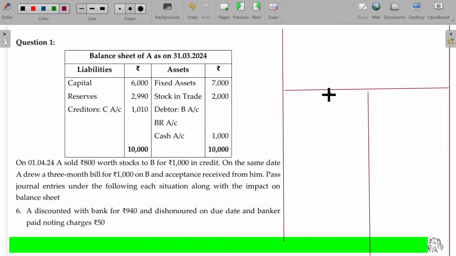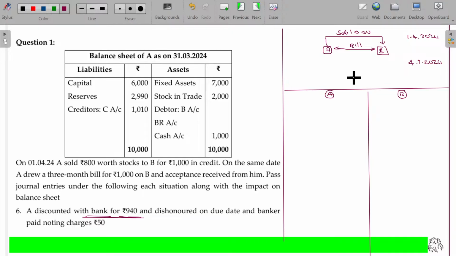In the books of A, in the books of B. A and B. Goods sent and bill transferred. A discounted with the bank for rupees 940. Okay, this happens on 1/4/2024. Maturity date being 4/7/2024.